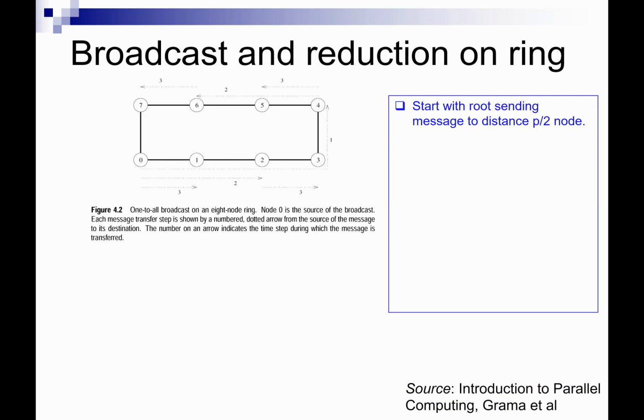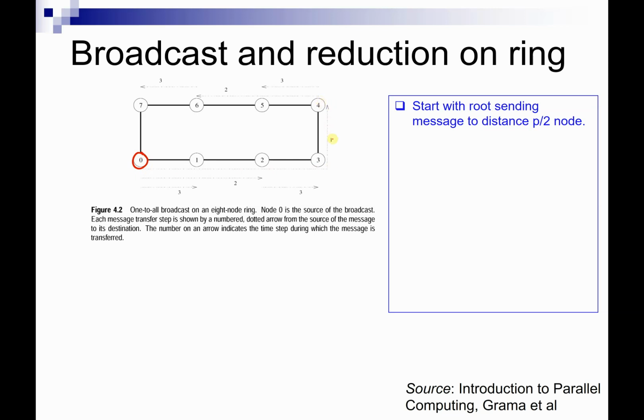The way this is going to work is, if we're on a ring of size p, we're first going to send the message a distance of p over 2, so halfway around the ring. Let's say that initially process 0 has the value. Then in the first time step, it's going to send the value to process 4.